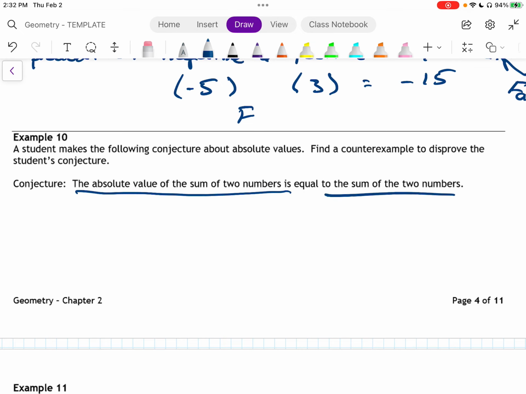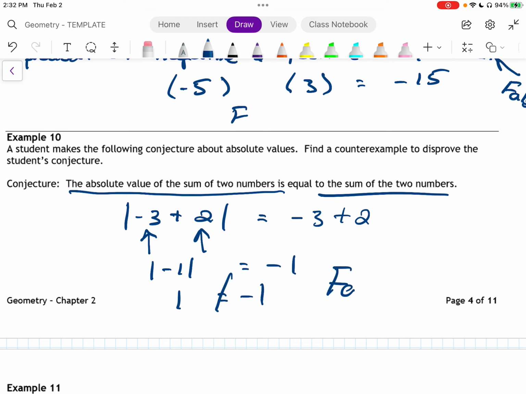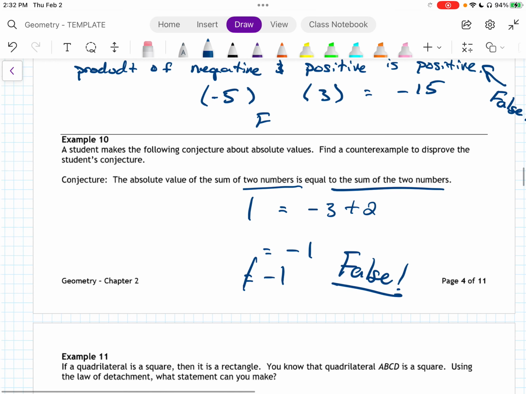So the absolute value of the sum of 2 numbers, so I'm just going to pick out 2 numbers, negative 3 plus 2. So we've got negative 3 and 2. They're saying it's equal to just the plain old sum, negative 3 plus 2. Well, good grief. This was actually going to work out for us. We're going to have negative 1 equal, oh, nope, it's not. Absolute value of negative 1 equals negative 1. That's 1 equals negative 1. That is not true. So we say, that was false.